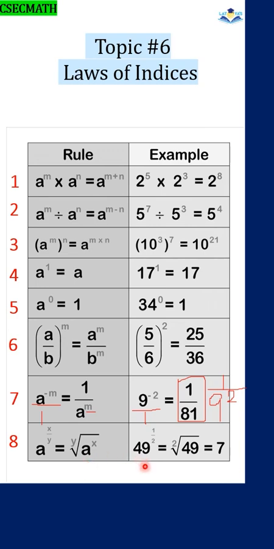Here I have 49 to the power of a half. The denominator is the root of the number in this case. So we have to find the square root of 49. And the answer that we get, which is 7, we raise it to the power of the numerator. The numerator's power is 1. 7 to the power of 1 is 7.